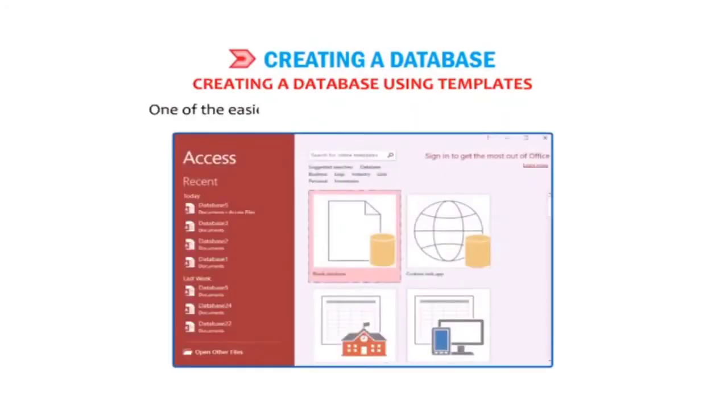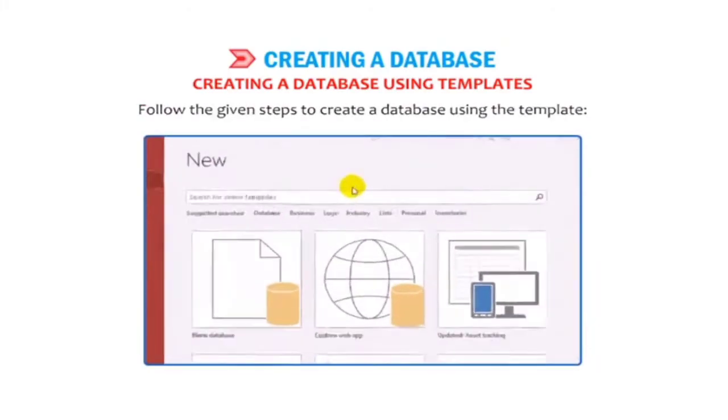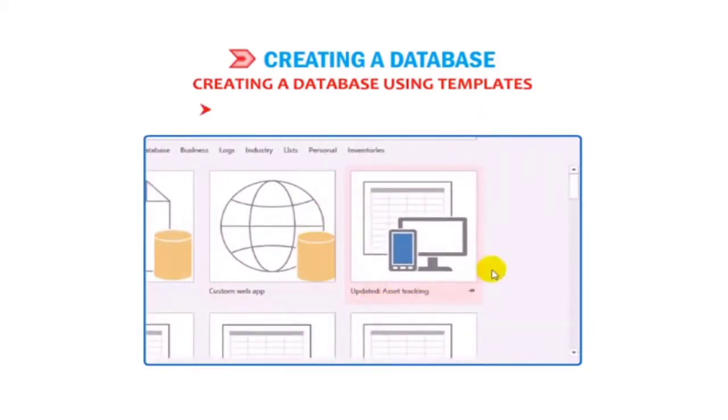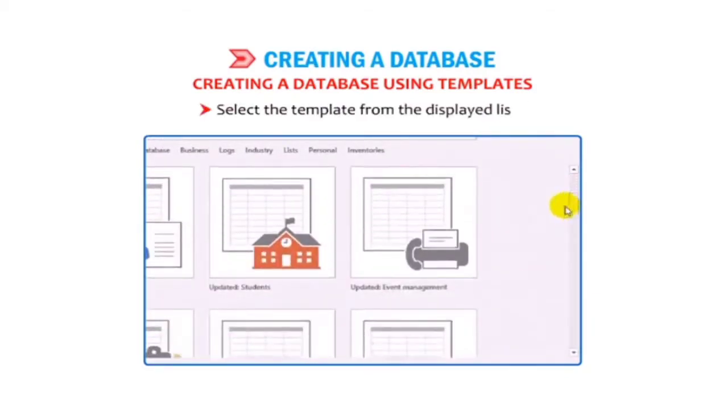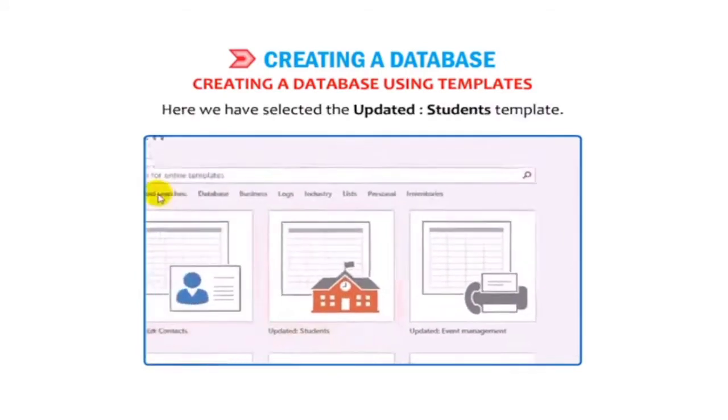Creating a database using templates. One of the easiest ways to create a database is to use a template. Follow the given steps to create a database using the template. Open Access 2016. You will find some listed templates on the right side of the window. Select the template from the displayed list. Here we have selected the Update Students template.